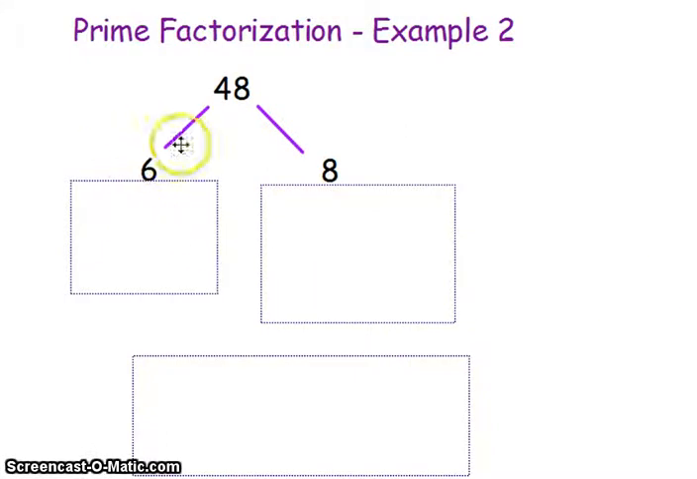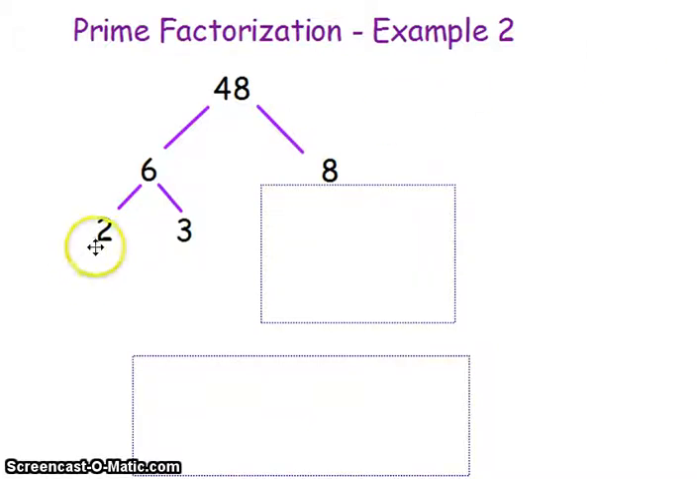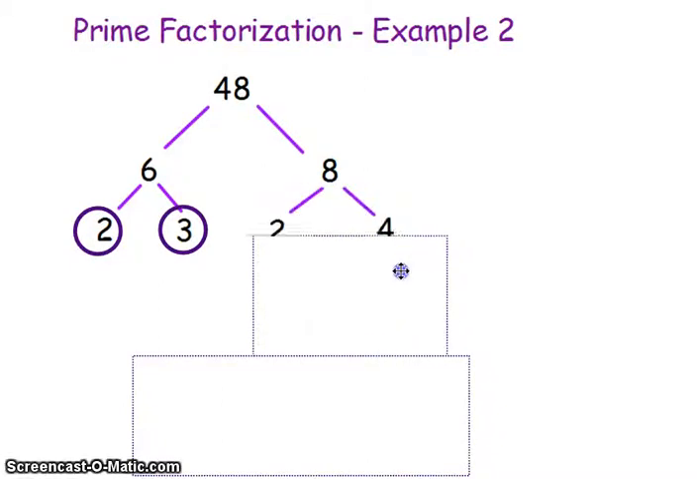So now I need to think, is 6 a composite number? Yes, 6 has factors. So what two numbers multiply together to get 6? 2 times 3. And since 2 and 3 are both prime numbers, they have no other factors, so I'm going to draw circles around them. And now we're going to look at the number 8. What two numbers multiply together to get 8? Well, 2 times 4. And we know 2 is a prime number, so I'm going to draw a circle around it.